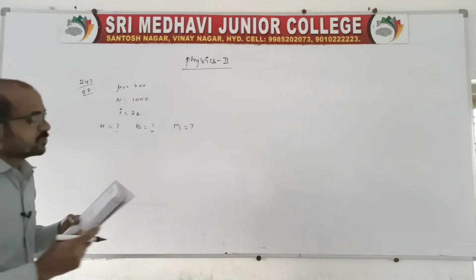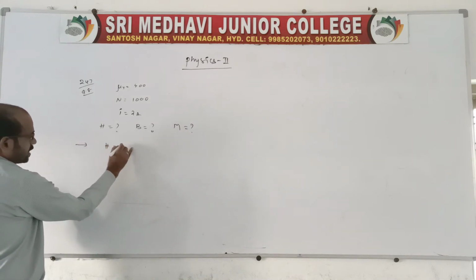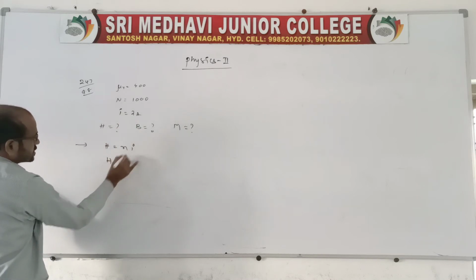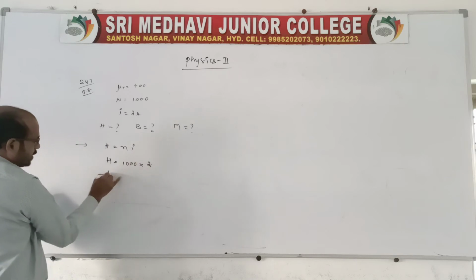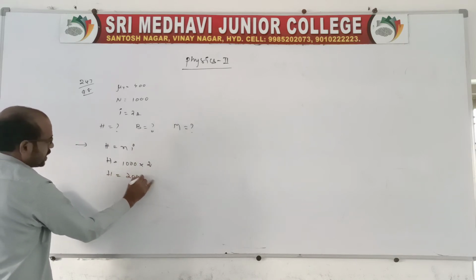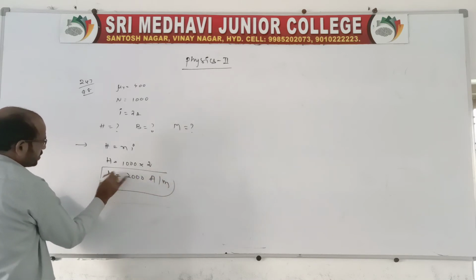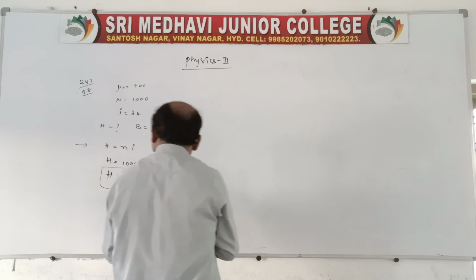Look, the first one is asking capital H, no? So capital H is nothing but Ni, because we know N and I. Capital H is nothing but N is 1000, I is 2. So it is 2000 ampere per meter. This is a very, very important unit. We should remember. Clear? And the second one is asking about B, right?